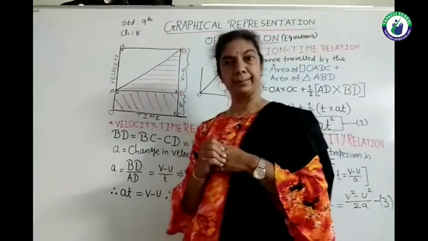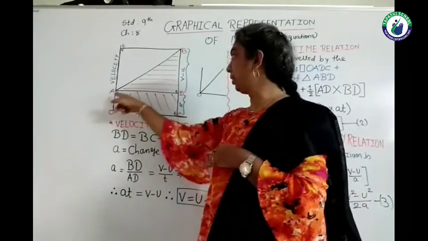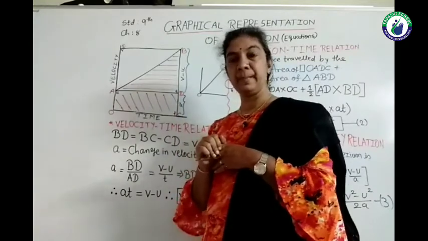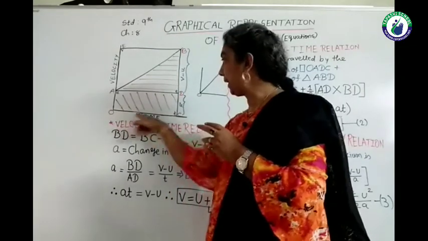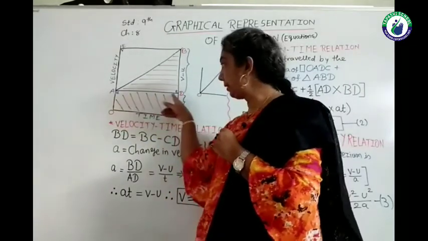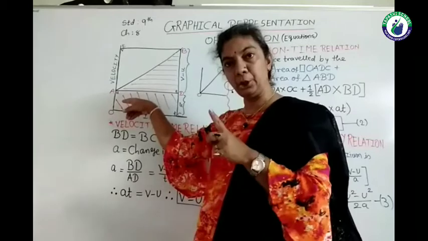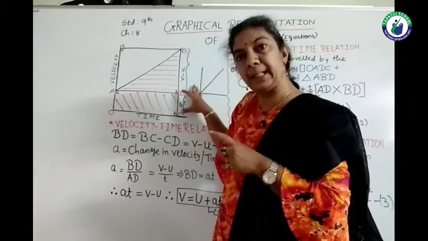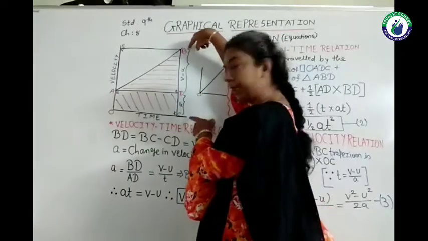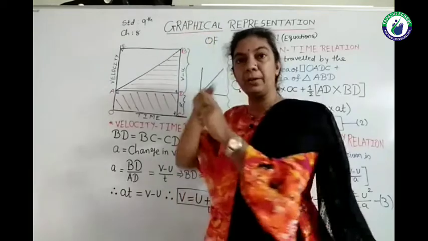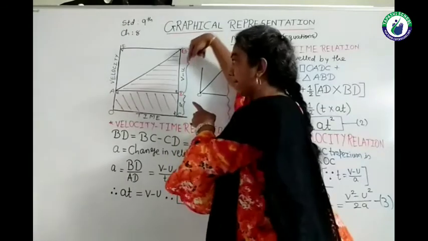Then we know this line OC, which is parallel to AD, represents time. So this line gives time, this line gives time, this represents the initial velocity u. This also represents the initial velocity u. This full line represents the final velocity v. And only this much part is v minus u.